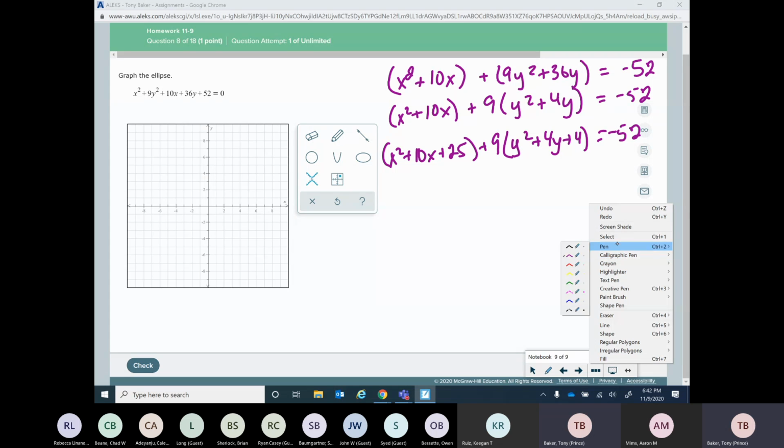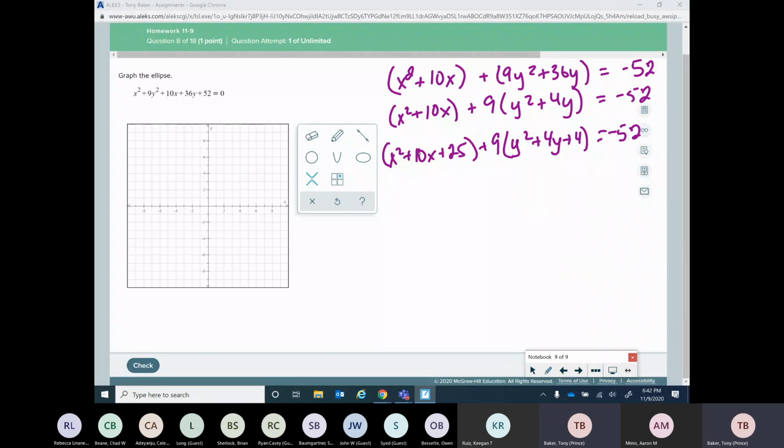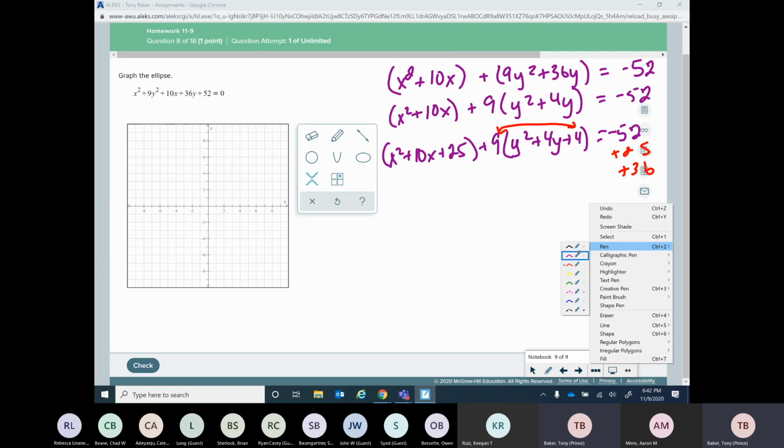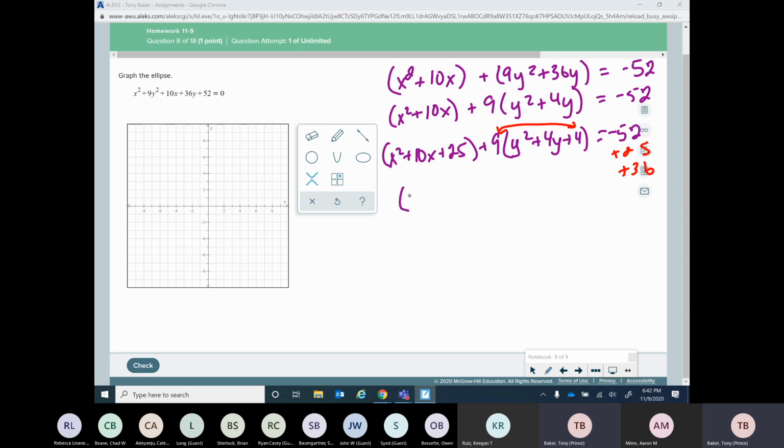Now, what did I add on the left side? I have to add to the right side. So I added 25. I also added 36 because that 4 times the 9 is that 36. So this problem becomes x plus 5 squared plus 9 times y plus 2 squared equals 9.